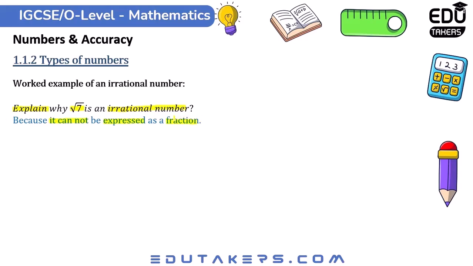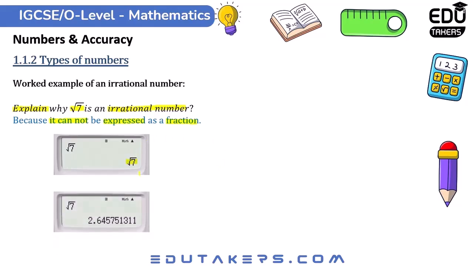Now here we will use our calculator to our advantage. We just put square root of 7 in our calculator, then press equals. The result is again square root of 7. And when we convert it into decimal or fraction, the result is 2.6457 and so on. Okay, so we cannot write it as a fraction of two integers. That's why this square root of 7 is an irrational number.